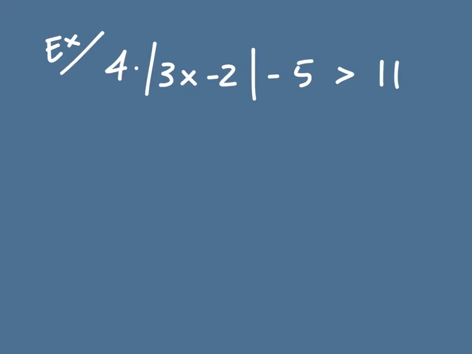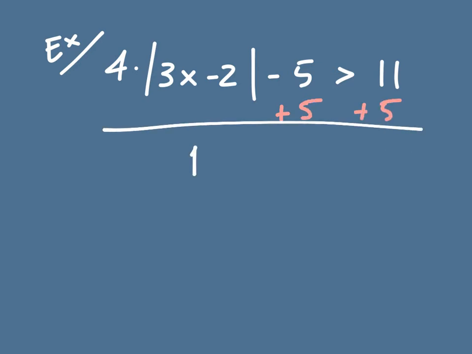The next example that I want to do is where we have all these operations in and around your absolute value, and we need to isolate the absolute value in order to effectively solve this. The first thing I want to do is add 5 to both sides. Once we do that, we've got 4 times the absolute value of 3x minus 2 is greater than 16. Now, a lot of people would want to distribute this 4, but you can't do that.